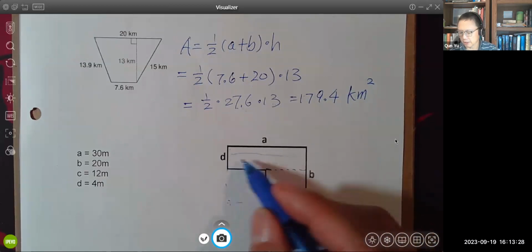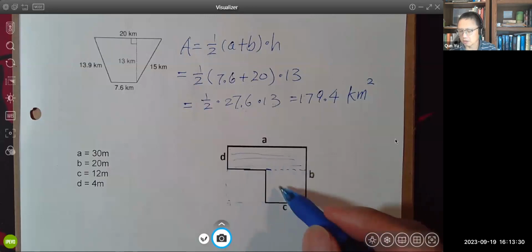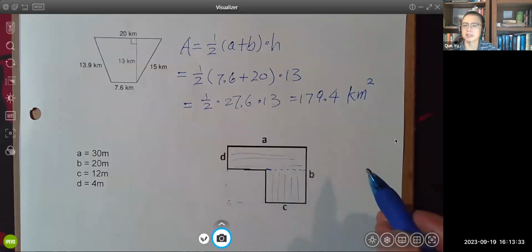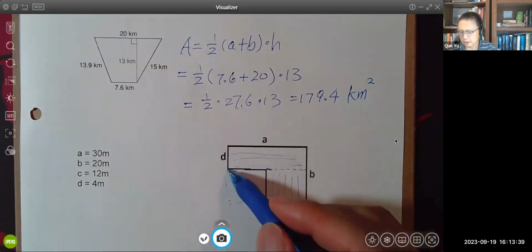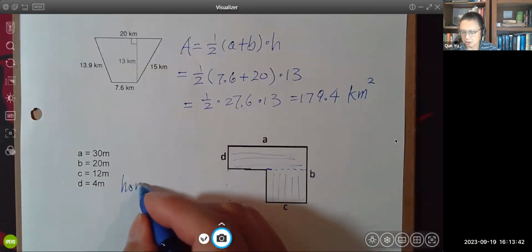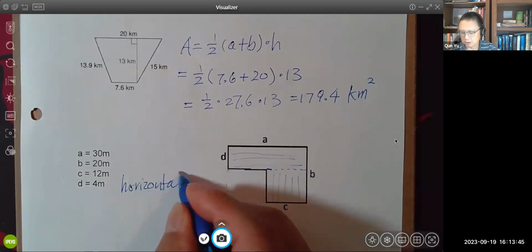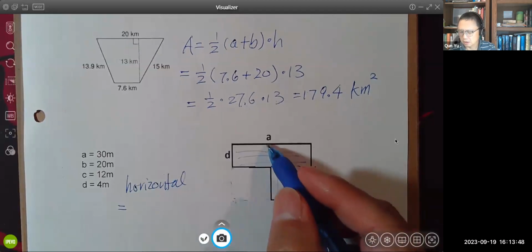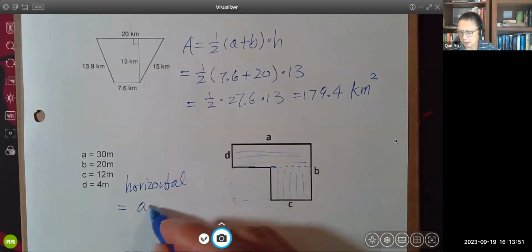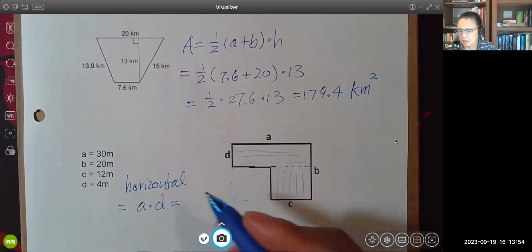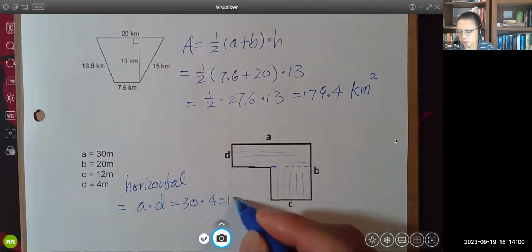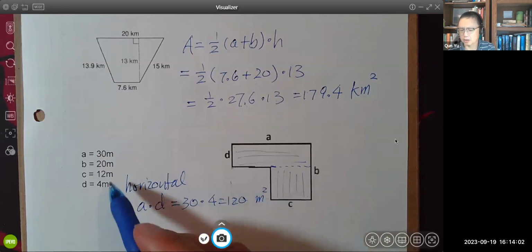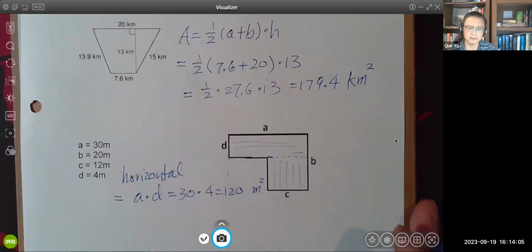I'm going to calculate the area of this horizontal rectangle, then this vertical one, then add them together. So let's say we need length times width. Length is A, width is D for this horizontal one. So horizontal rectangle area equals A times D, right? Length times width. A is 30. D is 4, so that's 120 square meters. So make sure you pay attention to the units. If they don't have the same unit, you convert them to the same units before you do the calculation.